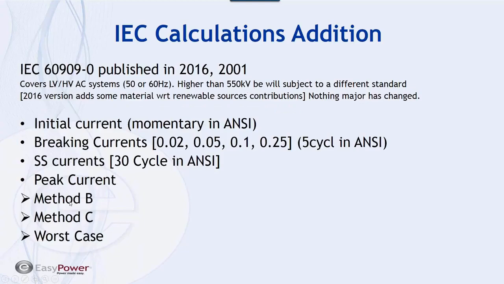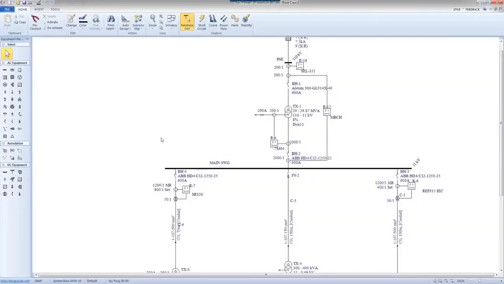Let's start with the currents that we have in IEC, and then after this slide, of course, I'll switch to screenshots of EasyPower 10 so that you would see the implementation. That always helps to understand better. So: initial current, breaking currents, and steady state currents. We also provide method B, method C, and there is an option called worst case.